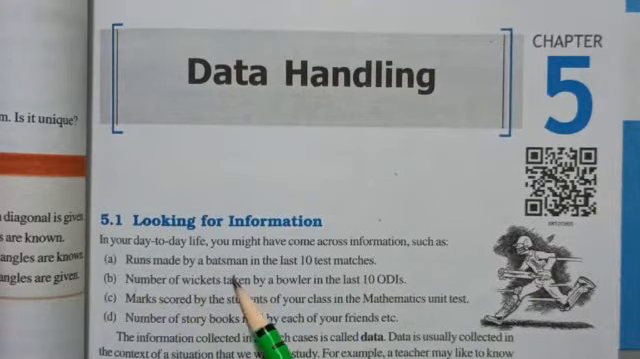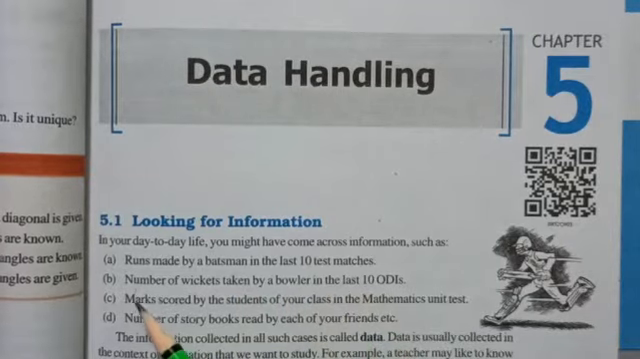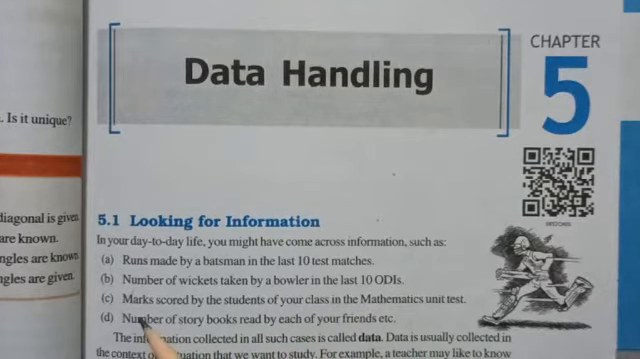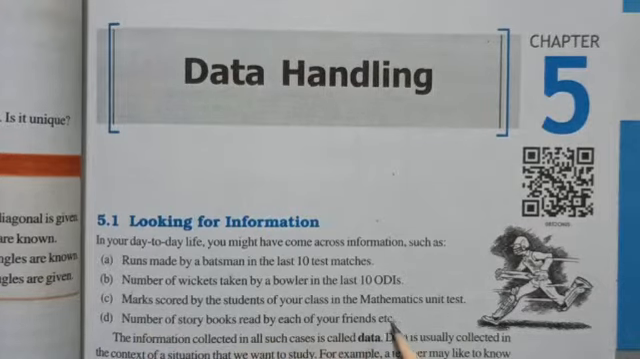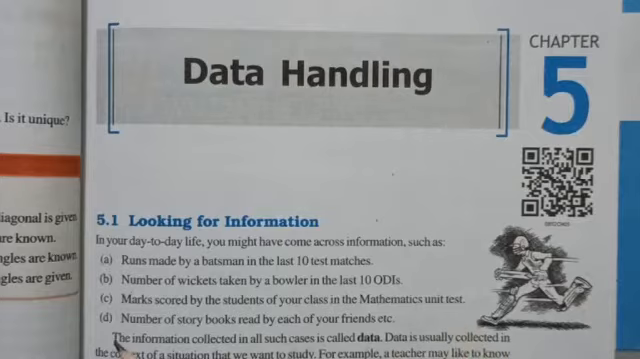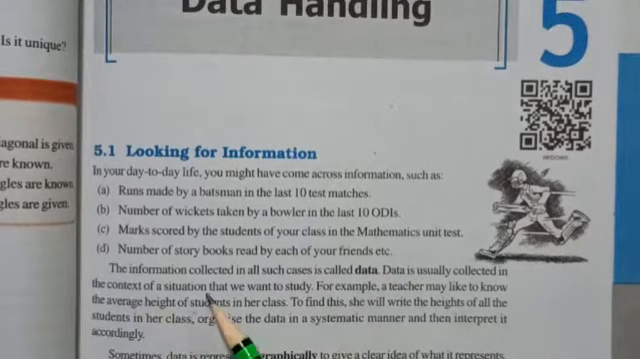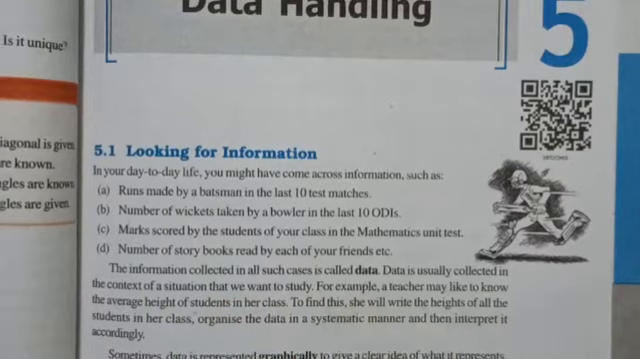Runs made by a batsman in the last 10 test matches. B. Number of wickets taken by a bowler in the last 10 ODIs. C. Marks scored by the student of your class in the mathematics unit test. D. Number of storybooks read by each of your friends, etc. The information collected in all such cases is called data.